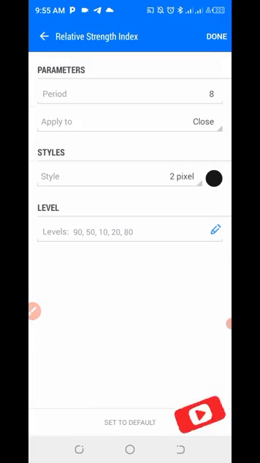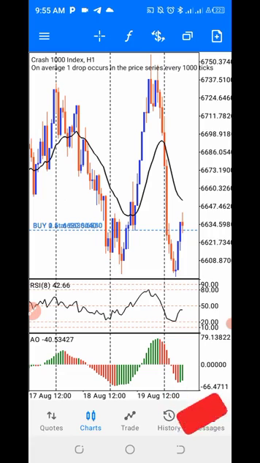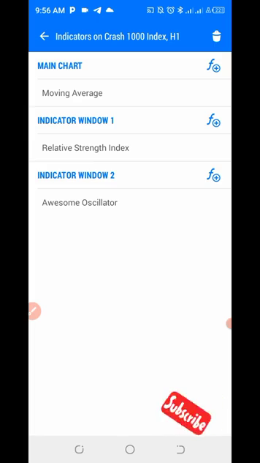Then you look for your RSI, that is the relative strength index. The period is 8, apply to close. Level is 90, 50, 10, 20 and 80. Once you are done, you click on done. So the last but not the least indicator we are using is our awesome oscillator.